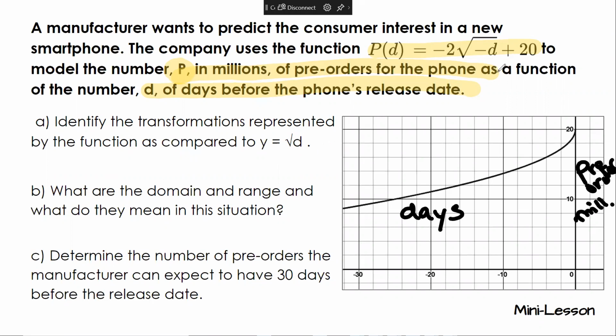Okay, so looking at this, we have a plus 20 on the outside. So what is that going to do to our function? We have a plus 20 on the outside. Not stretch. It is going to move it. Which direction though? Let me set it up 20.